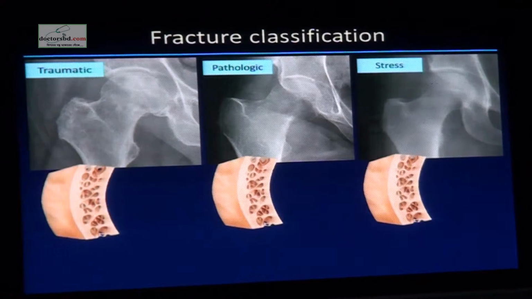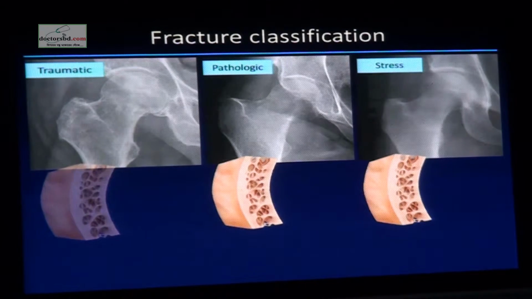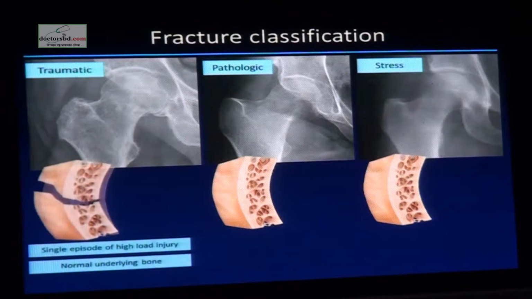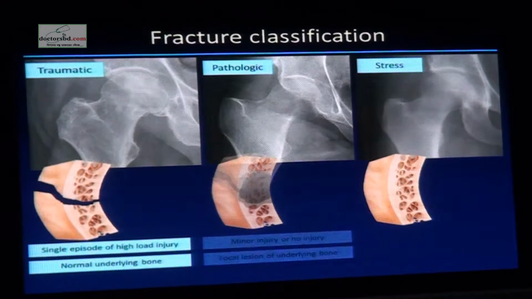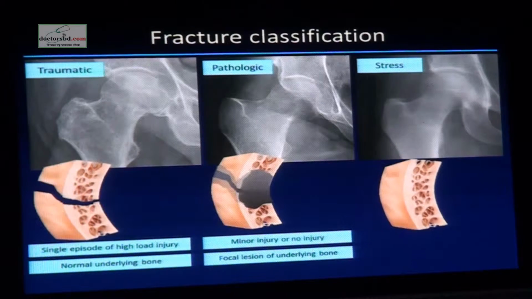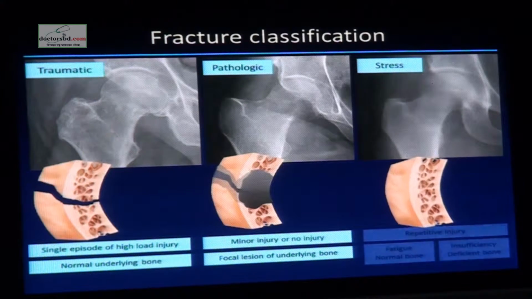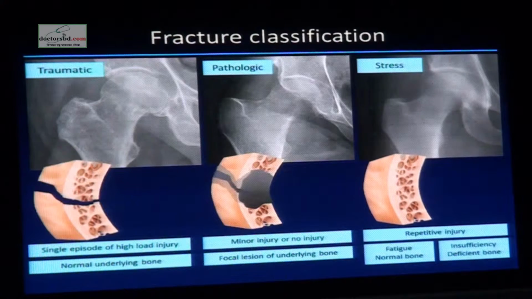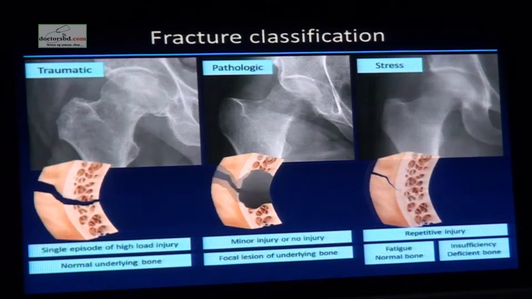So let's get started. First of all, when we talk about fractures, we divide them into three basic types. We have traumatic fractures in which a single episode of injury, usually a high-load injury, results in failure of the bone. We have pathologic fractures where a focal lesion, usually a lytic lesion like a metastasis, weakens the bone and it breaks after minor trauma or no trauma at all.